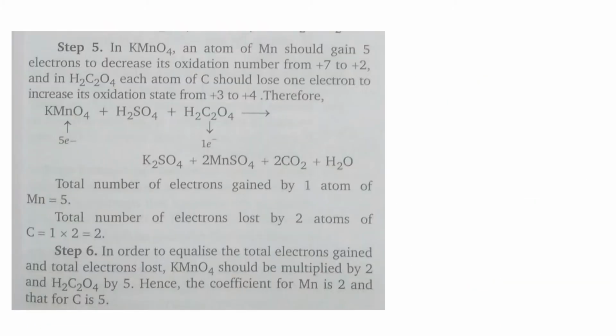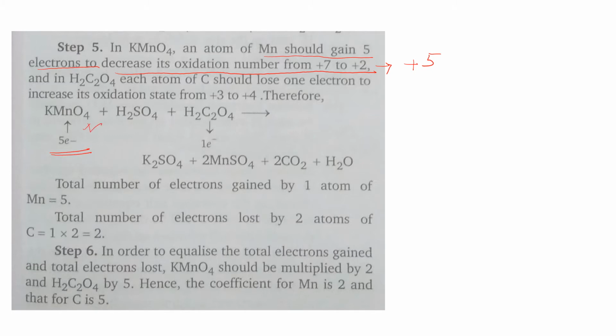Now step number 5 is you have to see how many electrons are lost or gained by these two species, two atoms, that is manganese and carbon. In KMnO4, an atom of Mn should gain 5 electrons to decrease its oxidation number from +7 to +2. That means the change in oxidation number is 5. So this manganese on the left hand side should gain 5 electrons. The arrow is showing that it is gaining 5 electrons.